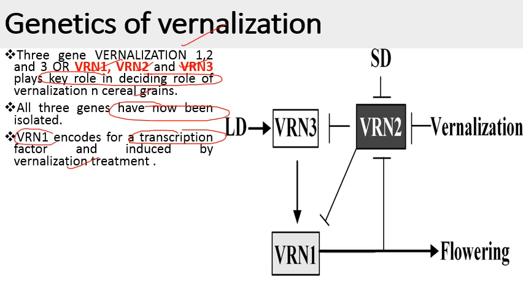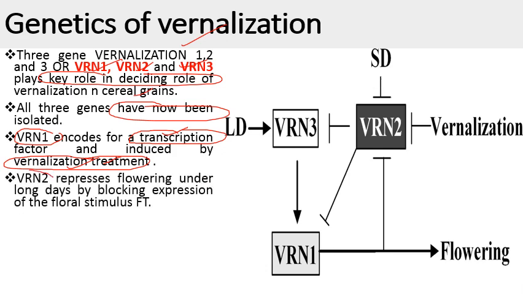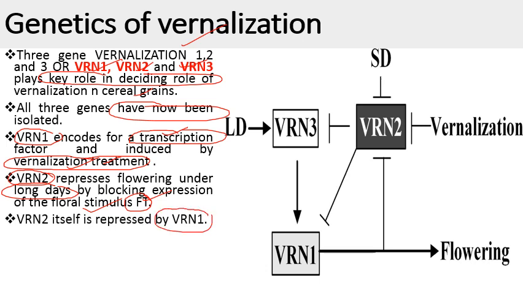So जो VRN1 है, ये gene encode करती है transcription factor को, which activates the transcription process, and this is induced by vernalization treatment, that is cold treatment, low temperature treatment. Then there is another gene, VRN2, that represses flowering under long day conditions by blocking expression of the floral stimulus FT. So जो VRN2 है, ये जो gene है, ये ब्लॉक करती है फ्लावरिंग के प्रोसेस को लॉन्ग डेज में बाय ब्लॉकिंग एक्सप्रेशन ऑफ द फ्लोरल स्टिमुलस FT. Then VRN2 itself is repressed by VRN1. So जो VRN2 जीन है, ये रिप्रेस होती है by VRN1.